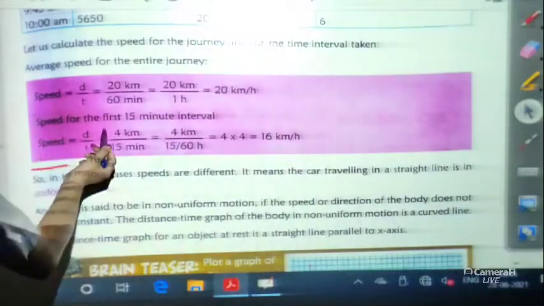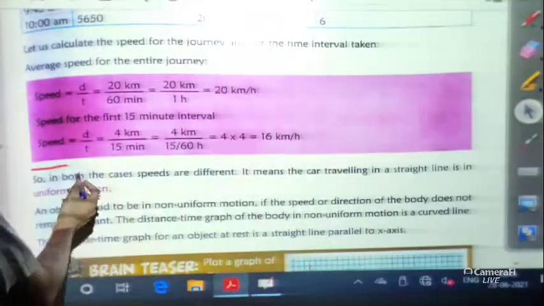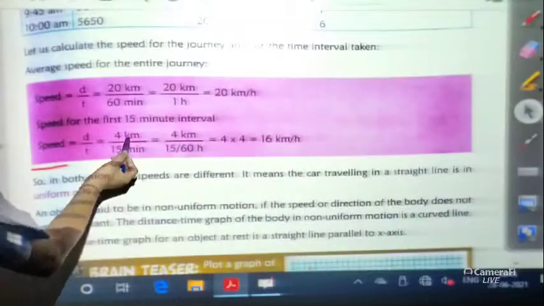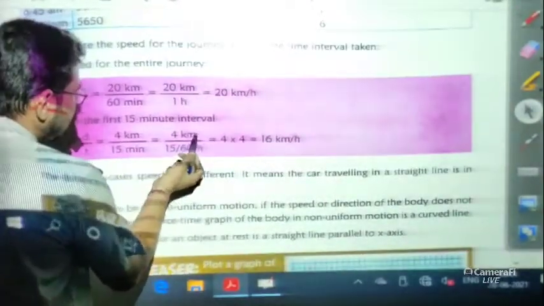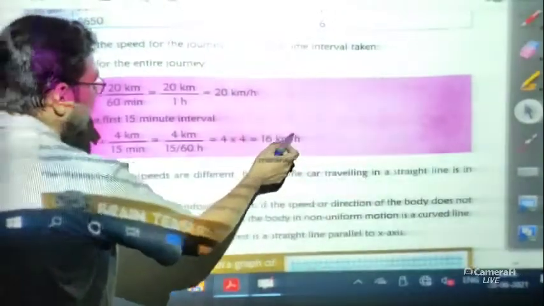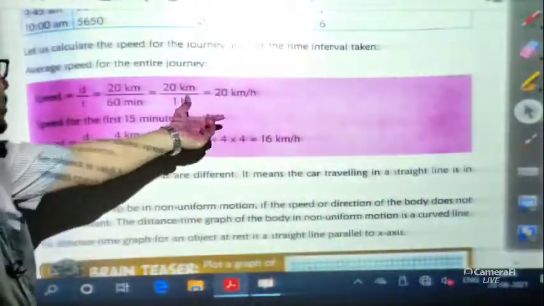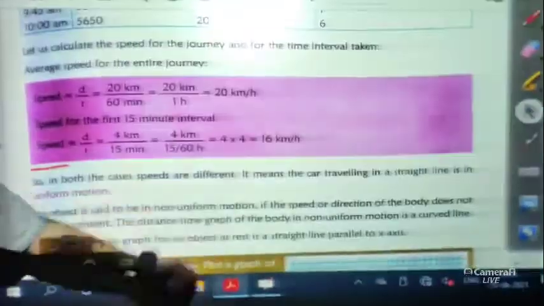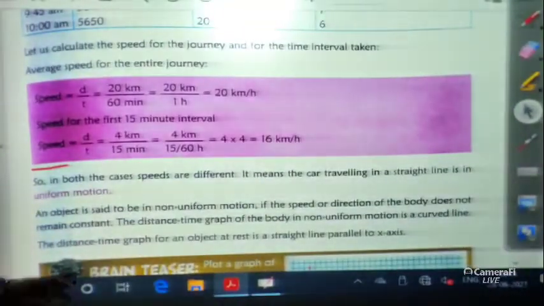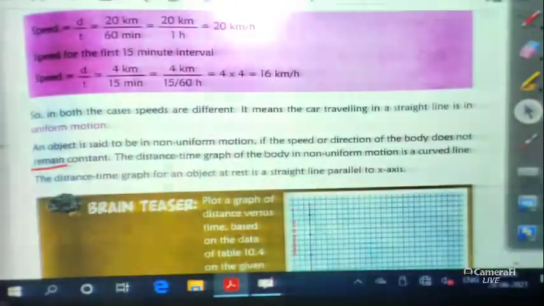Now if we want to find out the interval speed or first 15 minute speed, then the distance is 4 kilometer and time is 15 minutes, so 4 by 15. If you convert this 4 kilometer by 15 minutes into kilometer per hour, you will find 16 kilometer per hour. So what do we find, students? That the speed is not uniform throughout the motion. In both cases the speeds are different.